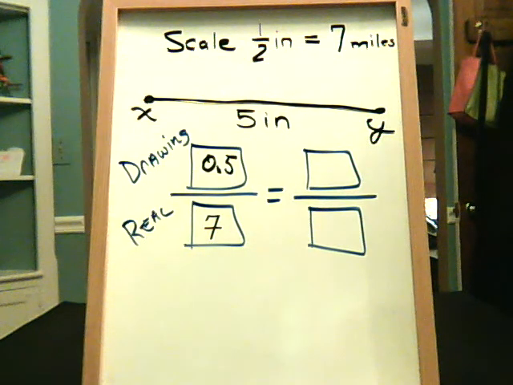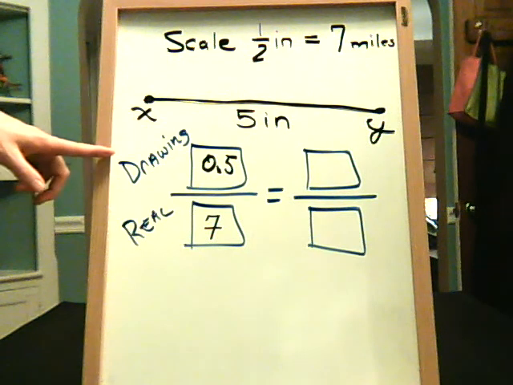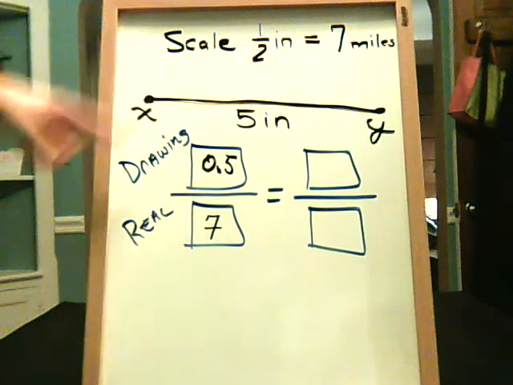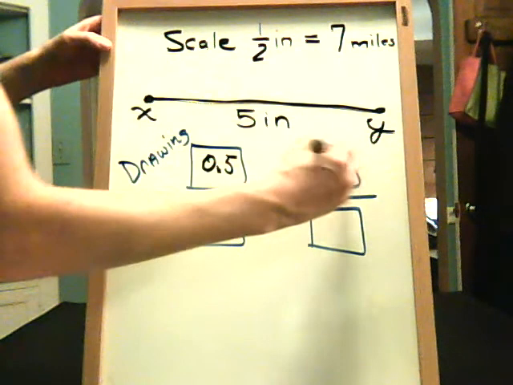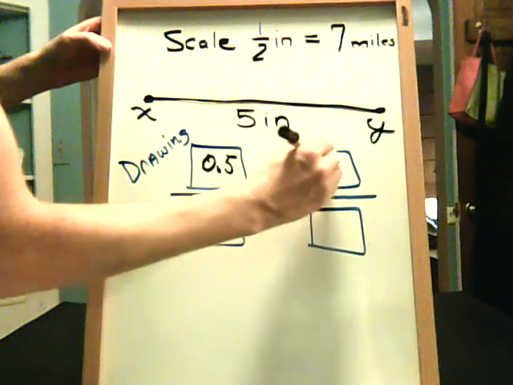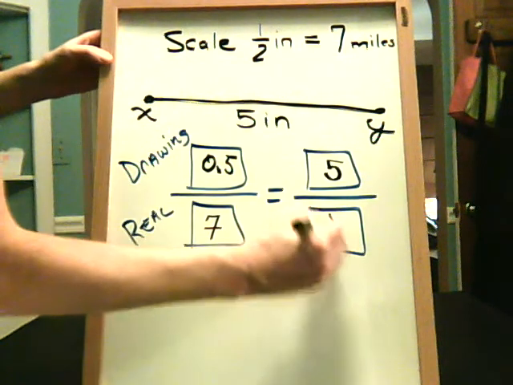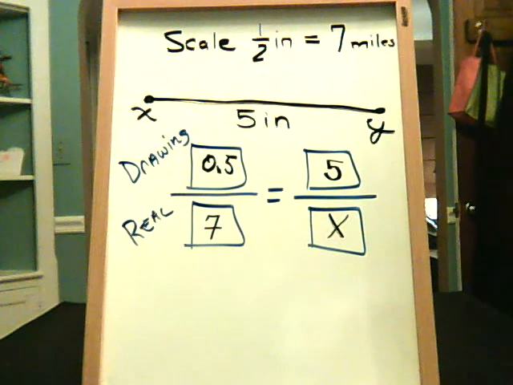So the question is, where does that go? Well, is that the drawing in inches? Yes, so it goes here. And then here we put an X. That's what we're trying to find. So half the battle is just setting up the proportion. Once you have that, then you cross multiply and solve.